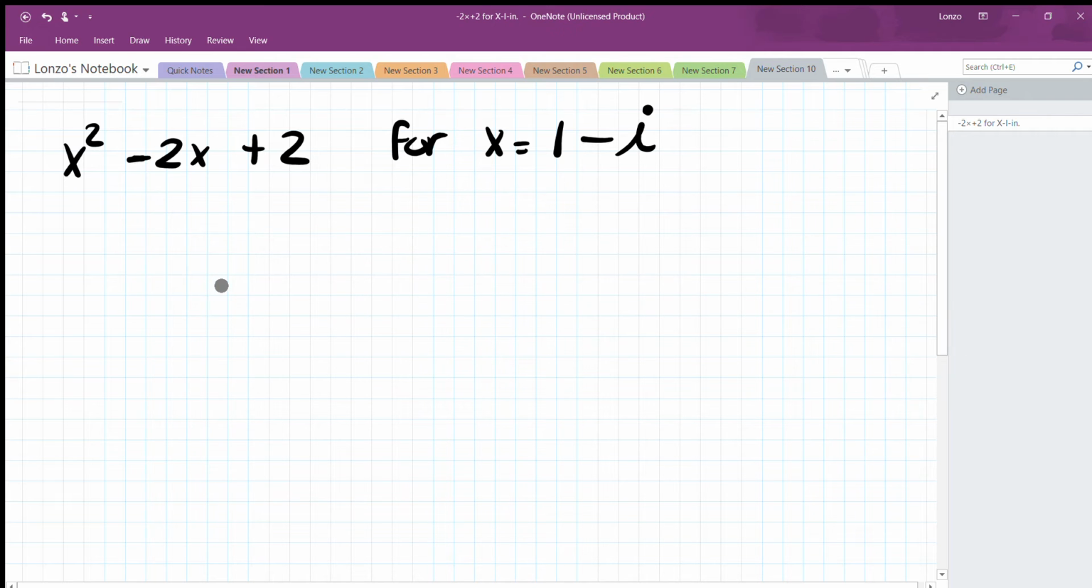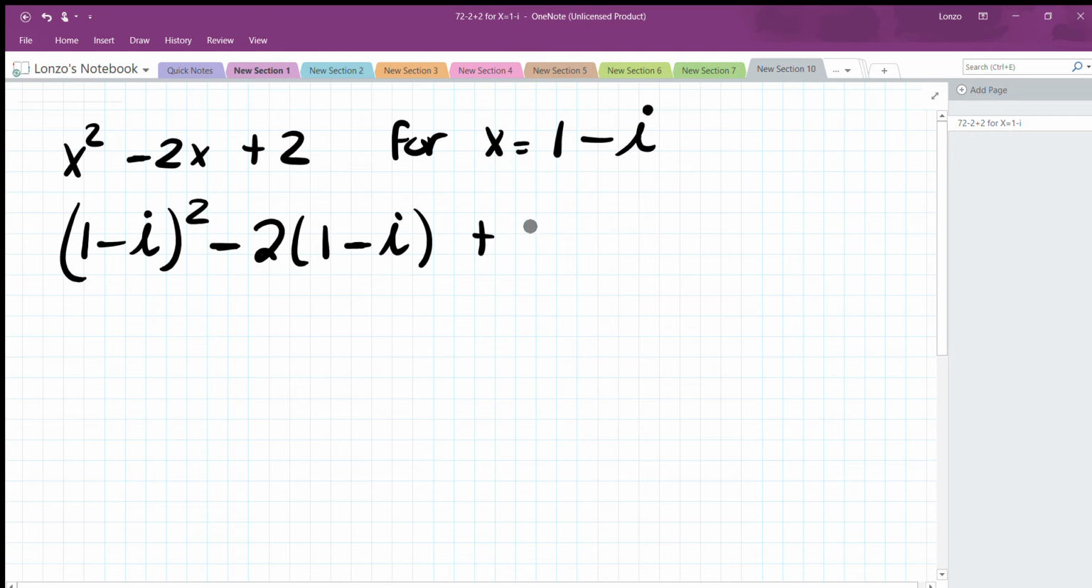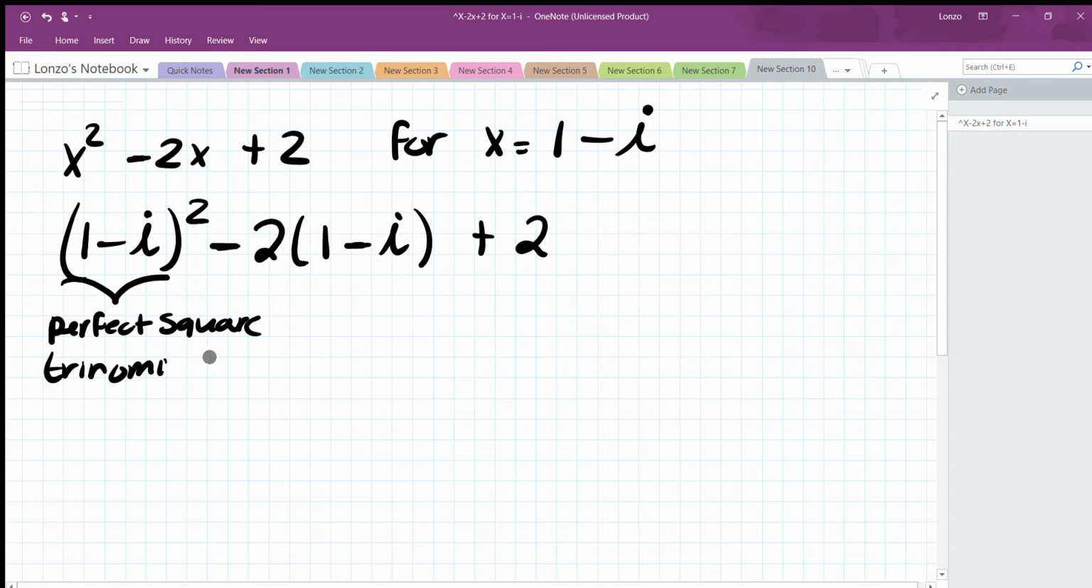Good. So we've got to just simplify this. They're saying x equals 1 minus i. So wherever you see an x, you plug in 1 minus i. So it's 1 minus i, squared, minus 2 times x, which is 1 minus i, plus 2. So 1 minus i squared is a perfect square trinomial, right? When you FOIL that out, you're going to get 1 minus 2i plus i squared.